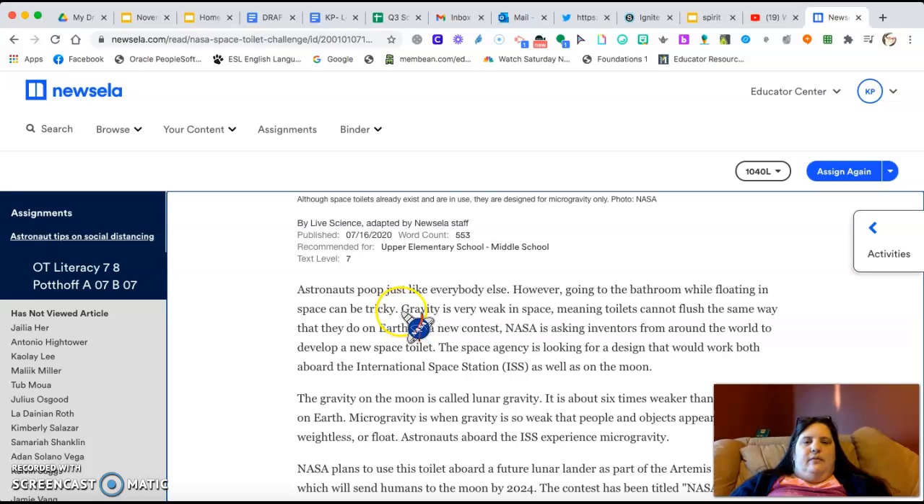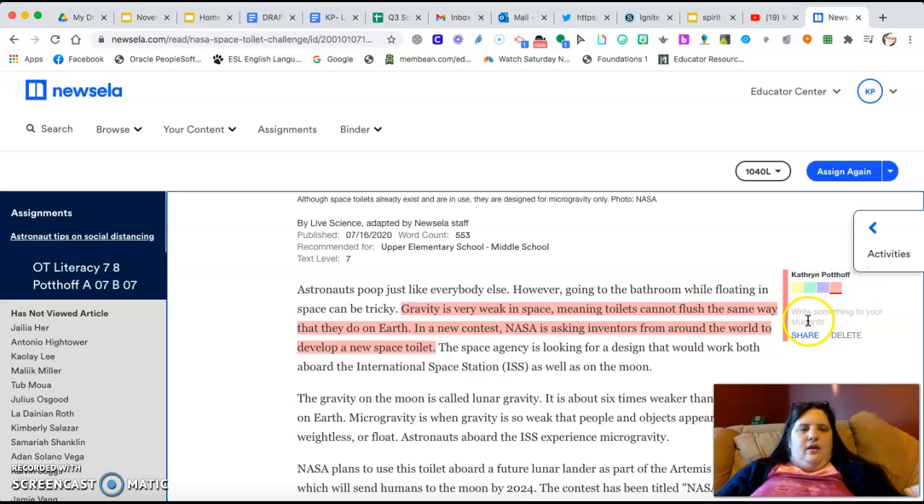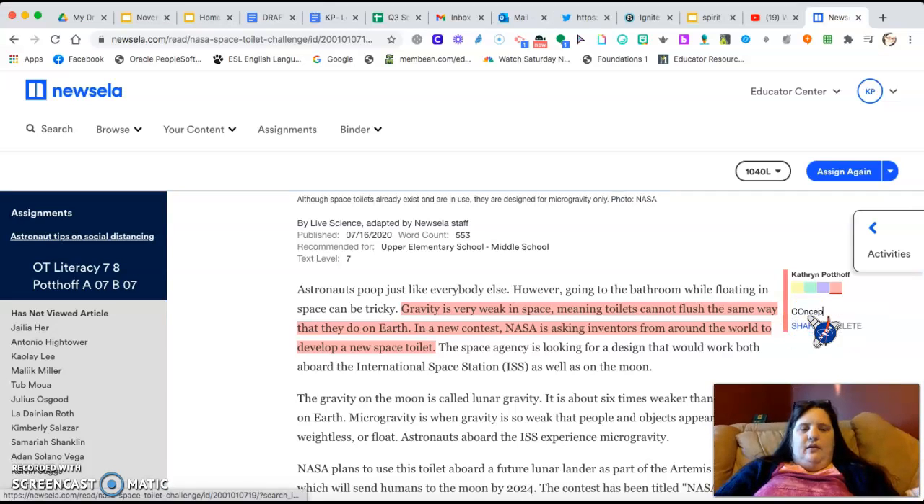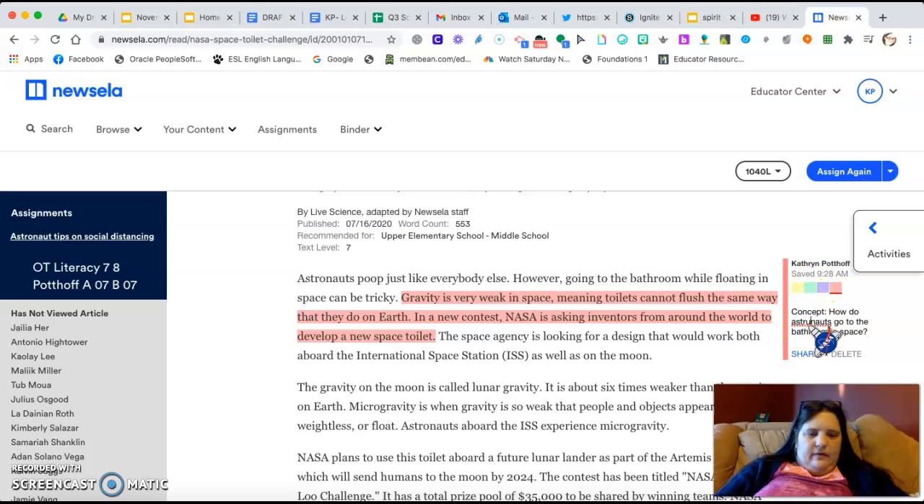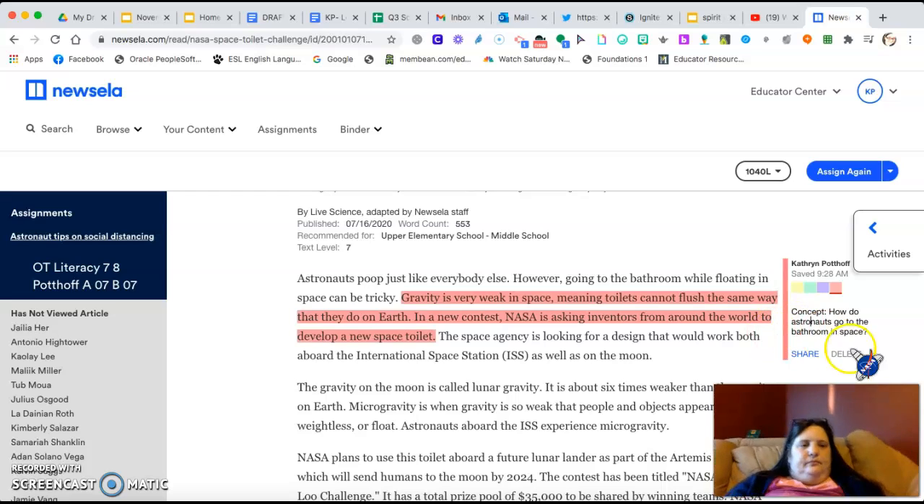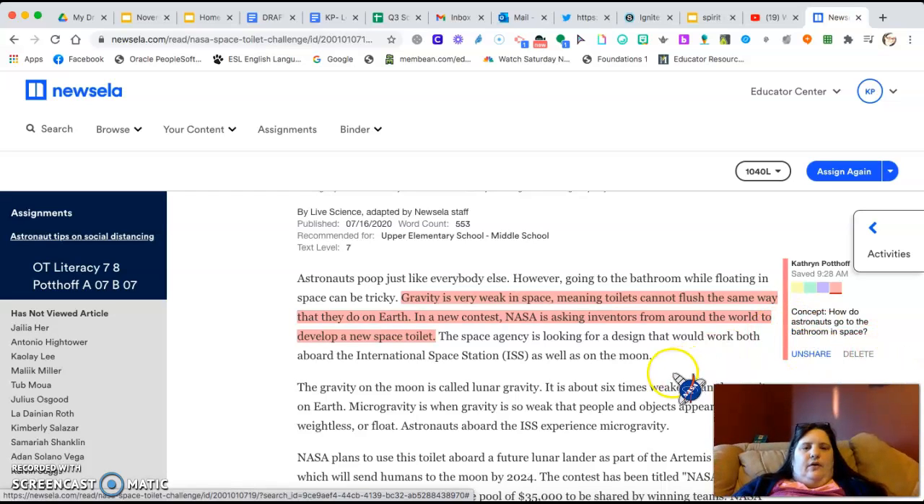Or maybe the concept. Let's do concept here. I'm going to highlight this part, and then I'm going to do concept. Concept: how do astronauts go to the bathroom in space? Oops, and I spelled it wrong. I put astronaut. And then share. Okay, that's what you do.